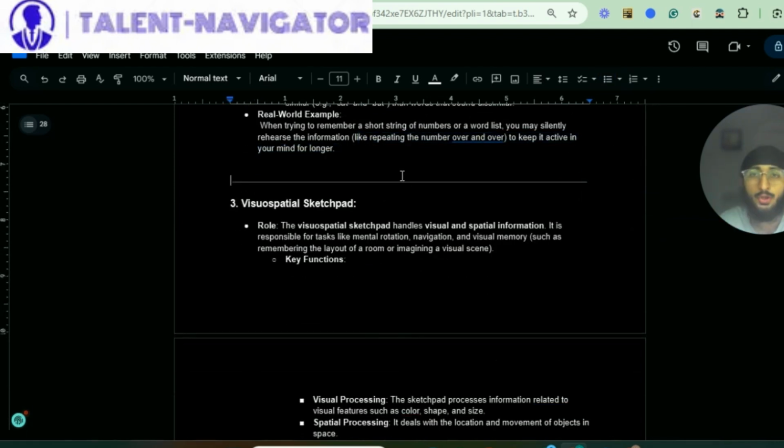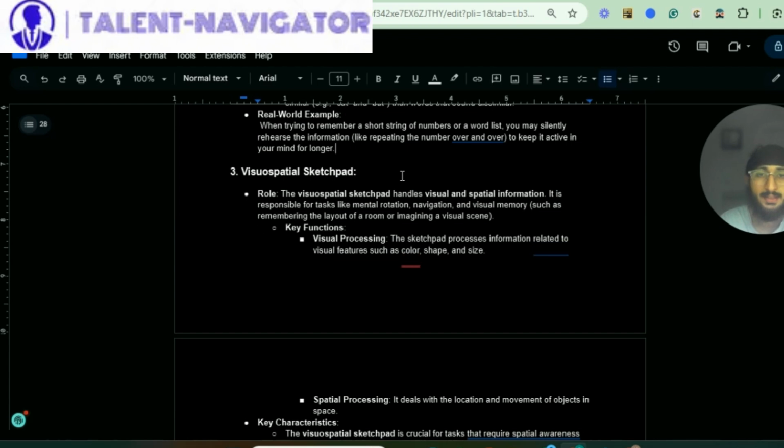Finally, we have the visuospatial sketchpad, which is useful for handling visual and spatial information. It's responsible for tasks like mental rotation, navigation, and visual memory, such as remembering the layout of a room, the architecture, or imagining a visual scene. So, visual and spatial info.